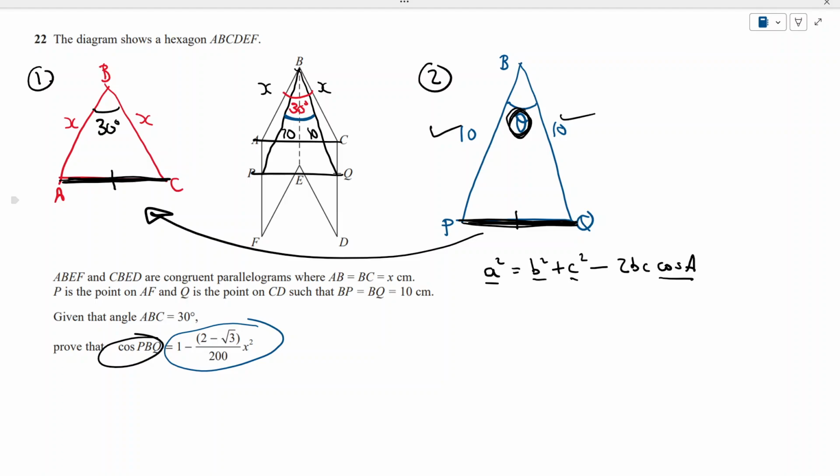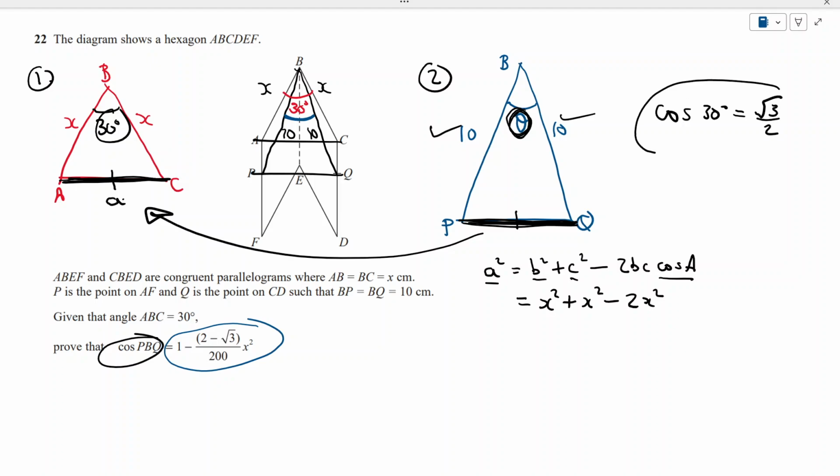Now, if we want to then say, for instance, let's call this, I know it's slightly against the lettering, but let's call that side length little a. Well, little a squared is b squared plus c squared minus 2bc cos A. Well, little a squared is therefore x squared plus x squared minus 2 lots of x times x, which is again x squared, times the cosine of A, which is the cosine of 30. Well, the cos of 30 is root 3 over 2. It's one of those exact values you should be committing to memory.